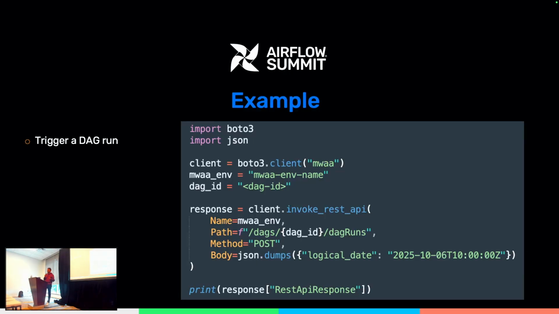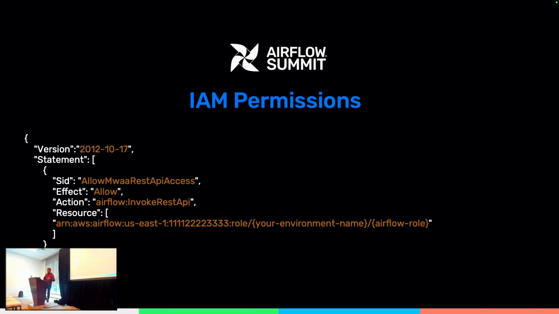Here is a similar example for triggering a DAG run with InvokeRestApi. You see there is no need to specify the web server URL here. You build an MWAA Boto3 client, then you just call InvokeRestApi, and behind the scenes it will do the REST API call for you and return the result. This is where I think the power of InvokeRestApi comes in. It's very, very easy to integrate with IAM systems.